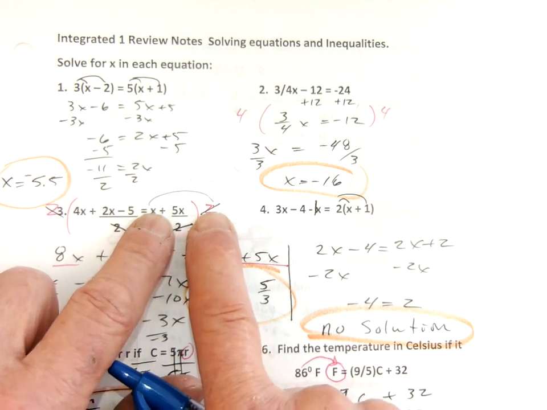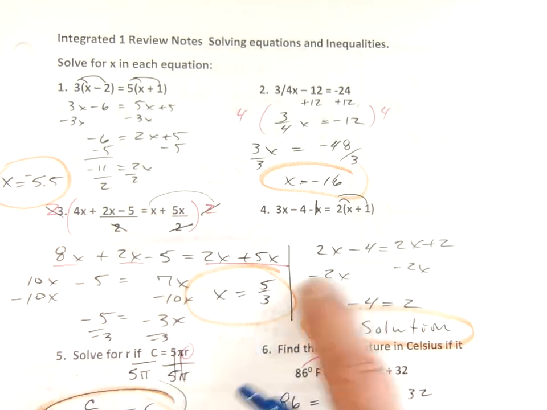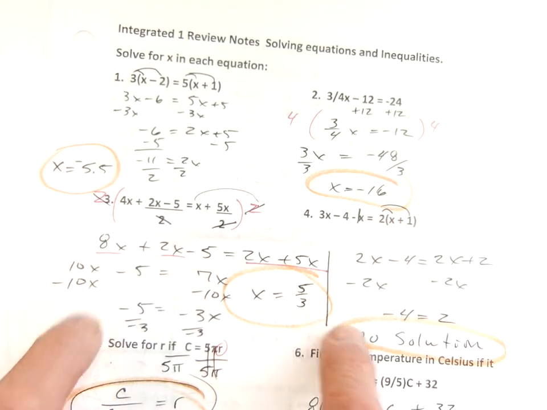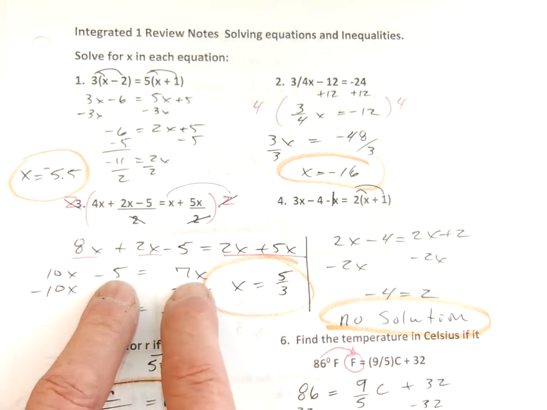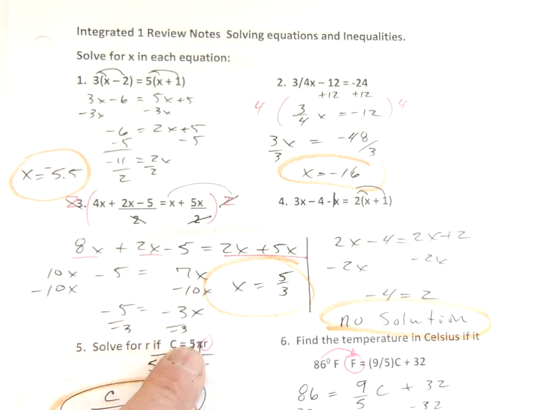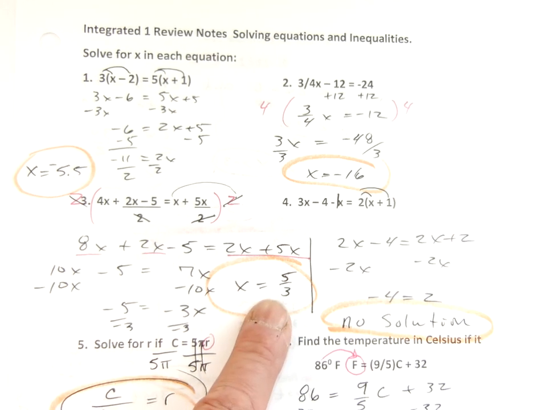Over here I get a 2x, and the 2's cancel to give me a 5x. Then I combined x's, I got a 10x. Combined x's, and I got a 7x. Then I went minus 10x minus 10x, gave me a negative 5 equals a negative 3x. Divide by negative 3, and I get a positive 5/3. Okay?